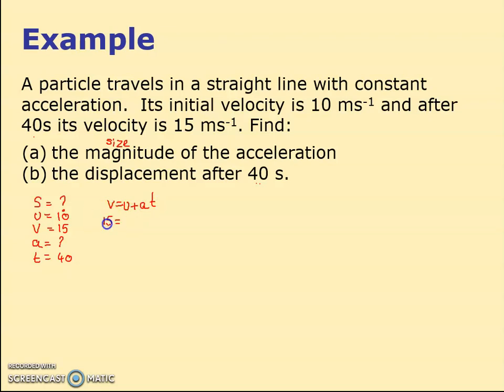This time, 15 equals 10 plus a times t, which is 40. And this is a classic example where you have to rearrange. So that 10 can move over to the other side, becomes minus, therefore I've got 5 equals 40a. a therefore is 5 divided by 40. If you're not very good at rearranging equations, this is going to be hard. I get 0.125 in my head when I'm just doing that.